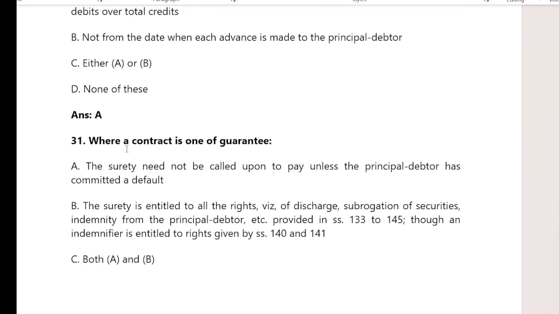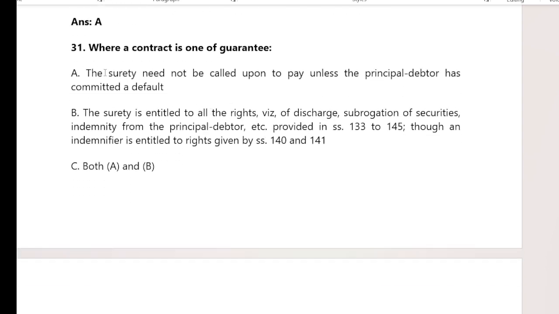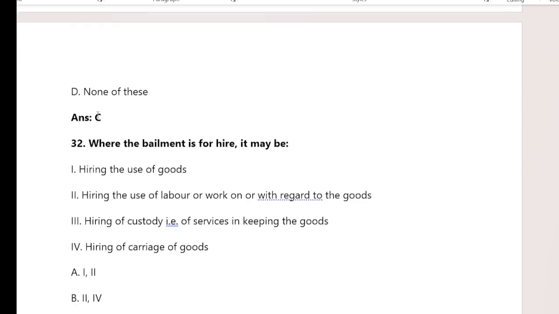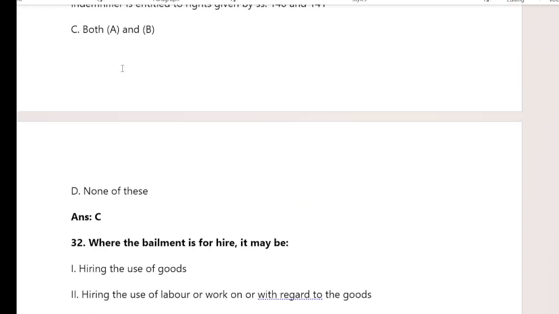And the next question is, where a contract is one of guarantee, option A: the surety need not be called upon to pay unless the principal debtor has committed a default, and option B: the surety is entitled to all the rights of discharge, subrogation or security and indemnity from the principal debtor provided in sections 133 to 145, though an indemnifier is entitled to rights given by sections 140 and 141, and option C is both A and B, and option D is none of these. Then the right answer is option C, both A and B.